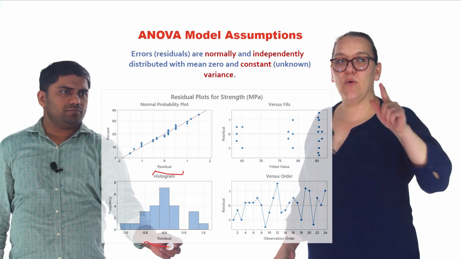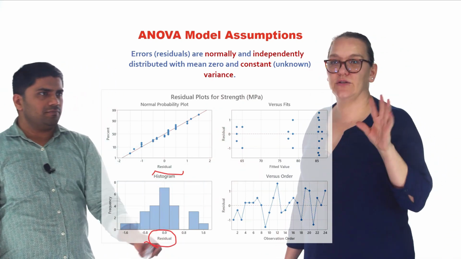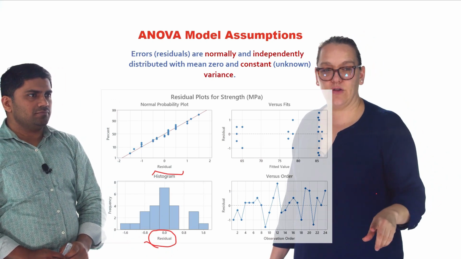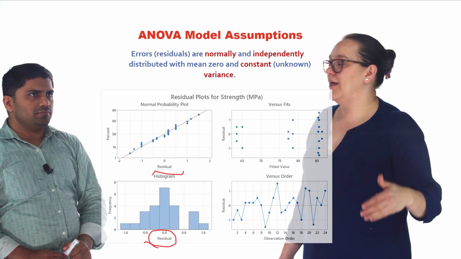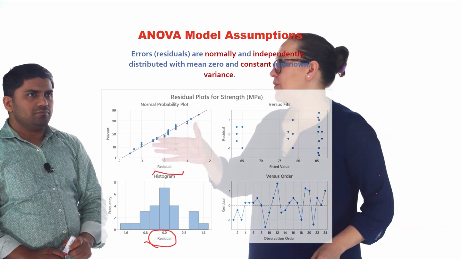And the one here, the fit value versus residual, is to check equal variance. And this one here, the run order, we use for independence. So in the normality test, we have this probability plot.